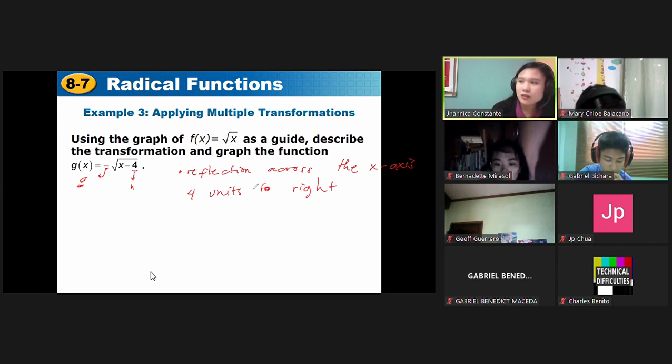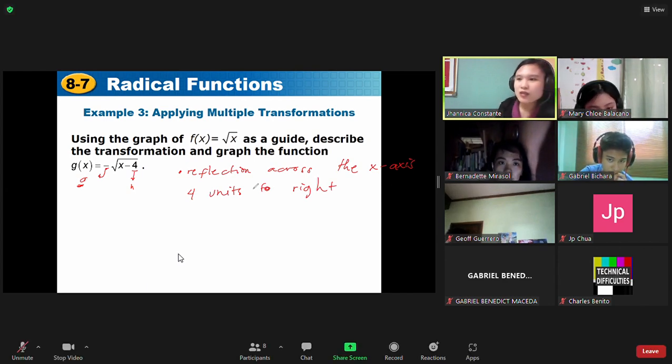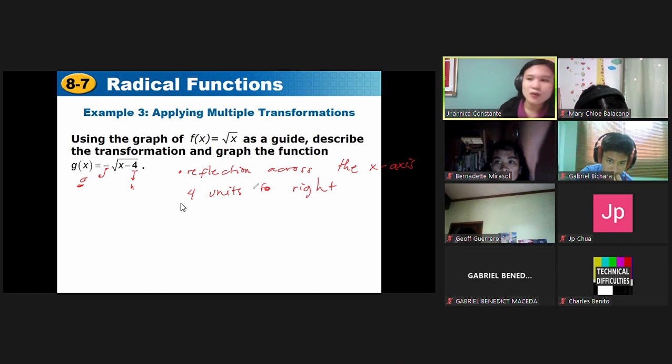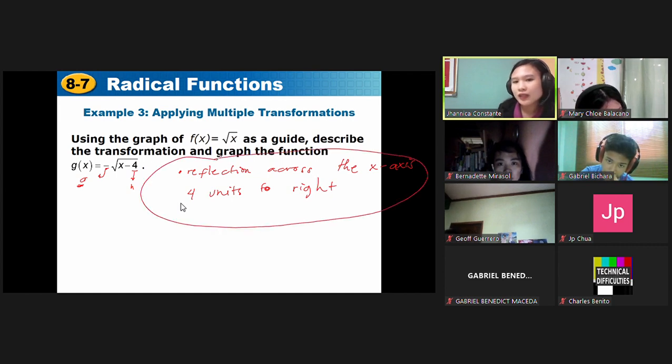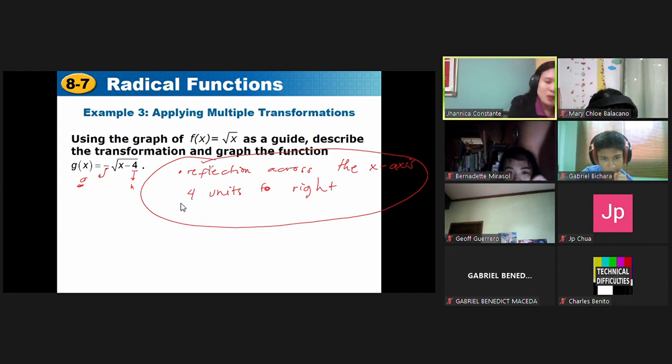So that is the description that we can use to describe the transformation that happened to our radical function g of x equals negative the square root of x minus 4. Since we don't have a k, we will not be having a vertical move upward or downward of our parent function. So we can only describe this radical function: it is reflected across the x-axis and it moves to the right 4 units. So let's have another example describing the transformation that happened to our radical function.